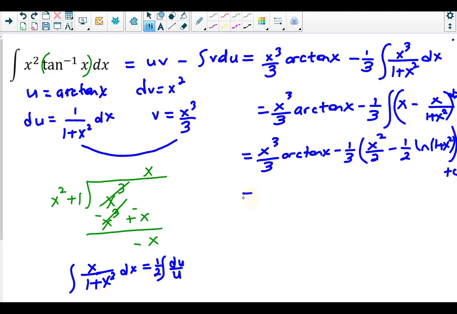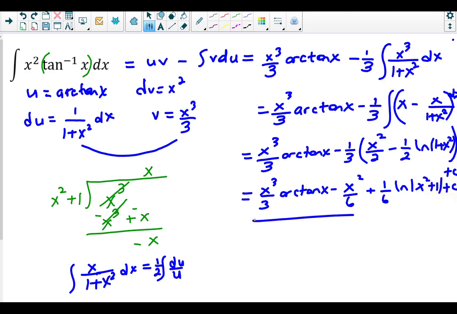And the last thing I'm going to do is clean this up just a little bit. So x cubed over 3 arctangent of x minus x squared over 6. I'm distributing this times that, and then don't forget this times that will be plus 1 over 6 times ln of quantity x squared plus 1 or 1 plus x squared. And you can keep the absolute value or drop it, just use parentheses because x squared plus 1 is always positive anyway. So either one of those should work.